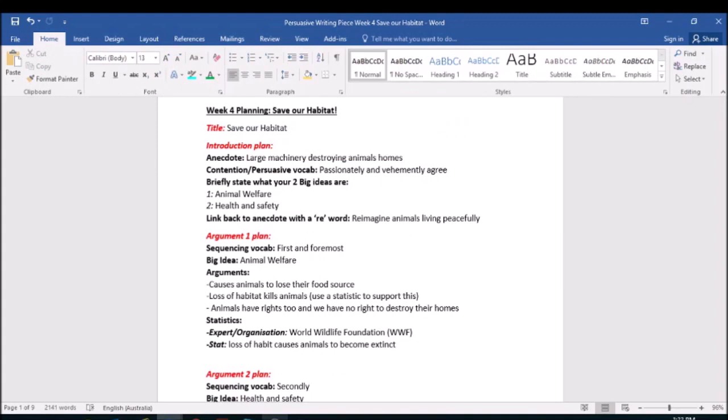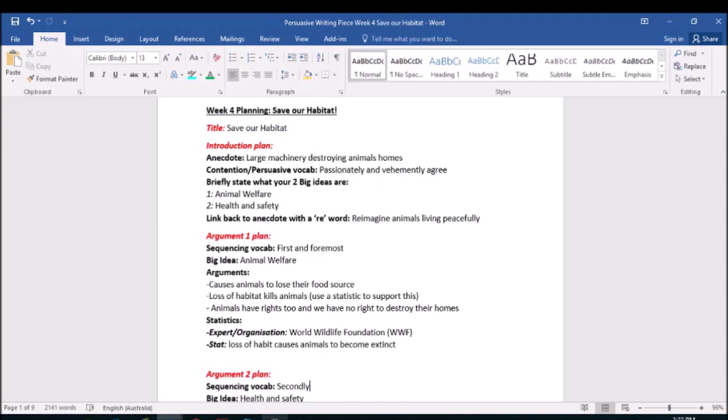So for this week's persuasive writing piece, we're going to stick to 2 arguments just to ensure that we can complete the piece within a 1-week time frame. So you can see there that I'm obviously starting off with my title, which is Save Our Habitat. I would expect you to come up with a much more interesting title than that. Let's have a look now at the plan for our introduction.